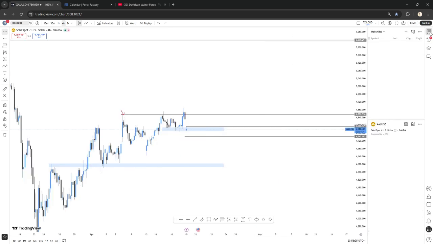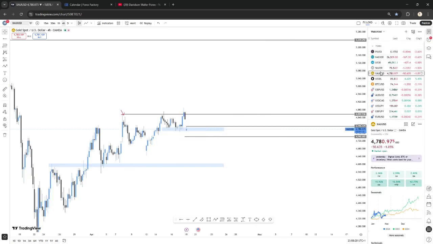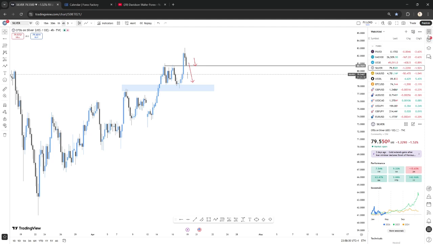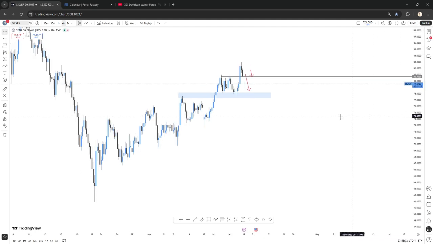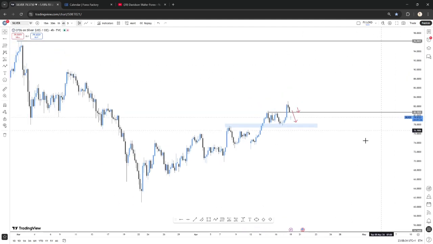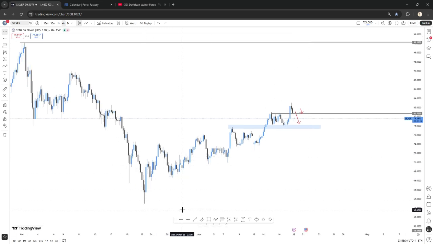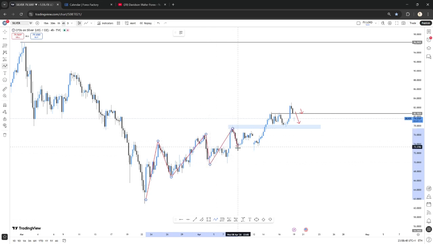Let's go to the next instrument. I'll be looking at silver. Same thing on silver. You can see the market structure: a high, a higher low, a higher high, higher low, higher high, higher low, then we have a higher high. All right, so a clear trend.